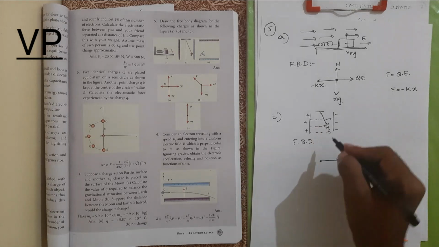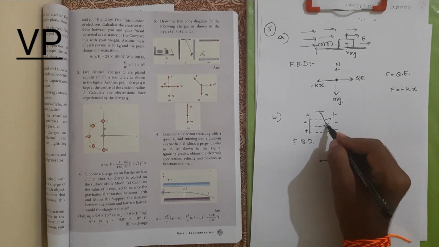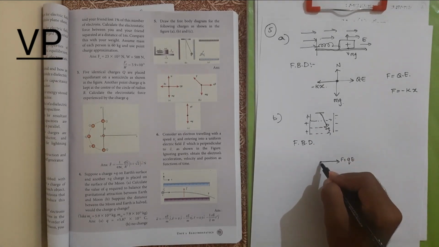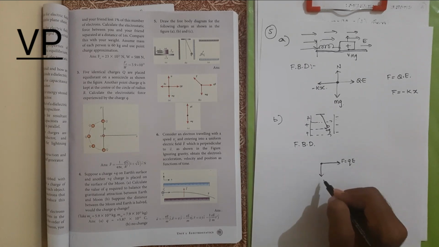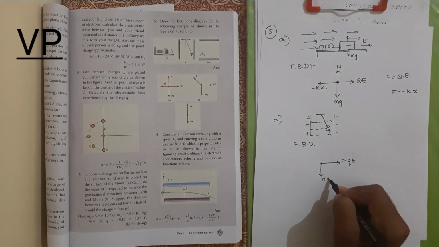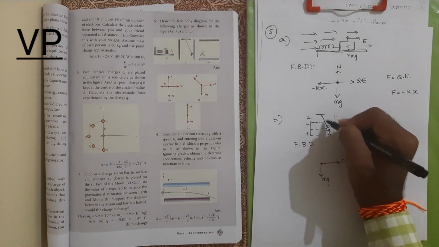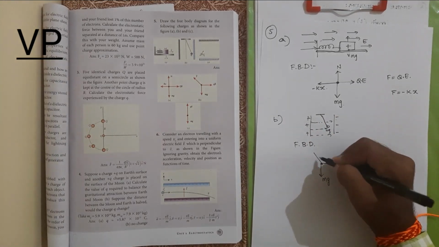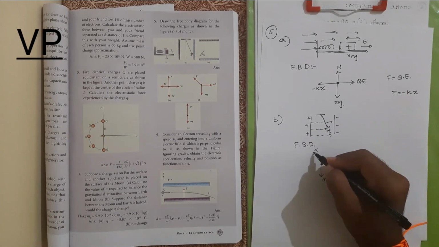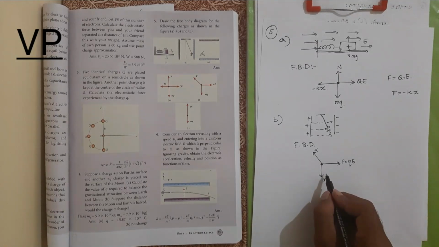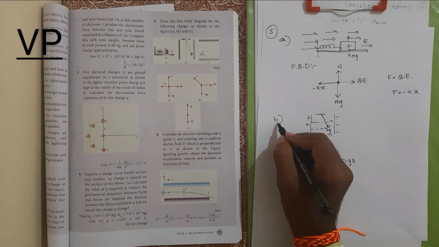And due to gravitation, the charge plus q experiences a gravitational force in this direction, so mg. You may also note that due to this thread, it experiences a tension force T along this direction. It is tied to a thread. The tension force is acting along this direction. So this is the free body diagram for question B.